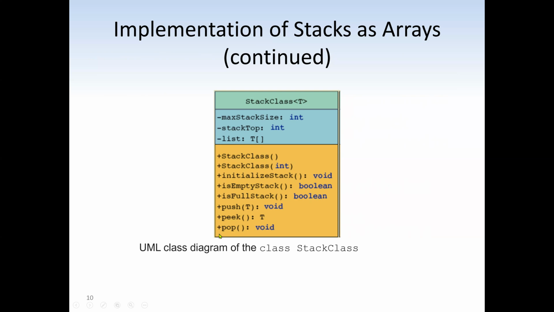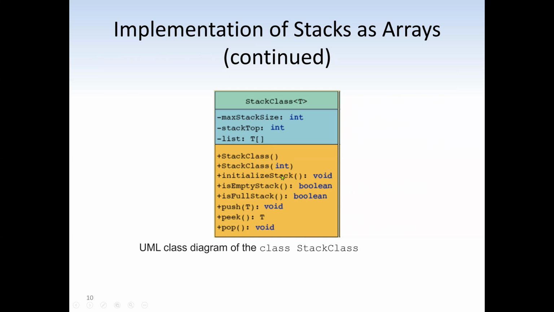The plus here means all the methods are public. First we have the stackClass, which is our default constructor. Then we have another stackClass, which is a constructor with a parameter. Then we have our initializeStack method. It works like a constructor, but a constructor is normally used when we create a new object. If we create a stackClass object, the default constructor will be called, or we can specify the size of the stack by using the stackClass constructor with a parameter.